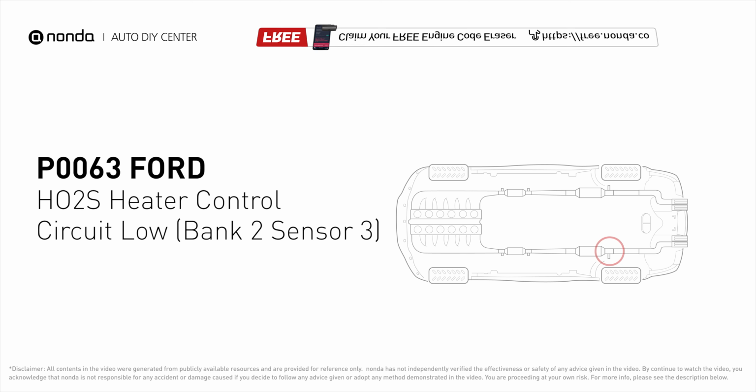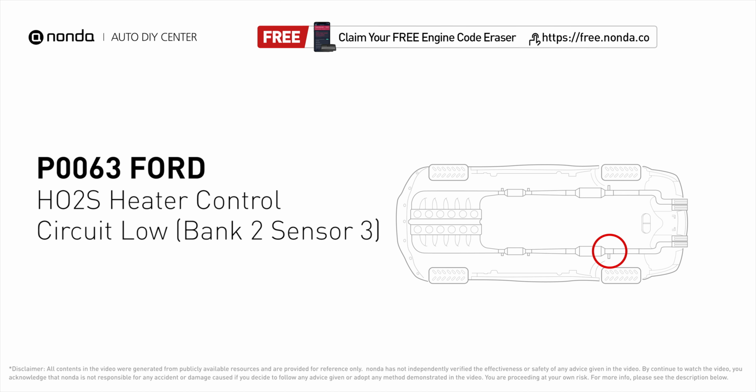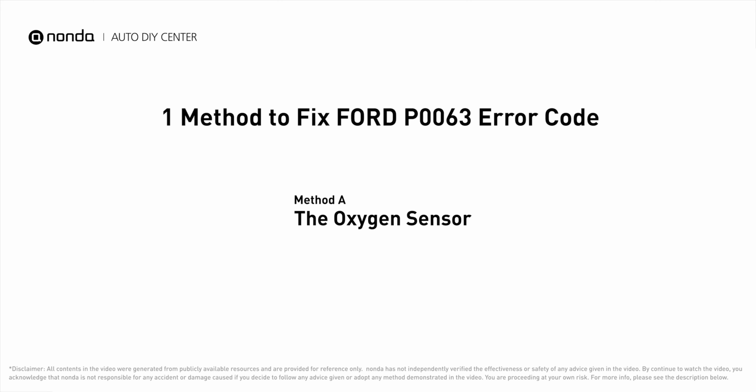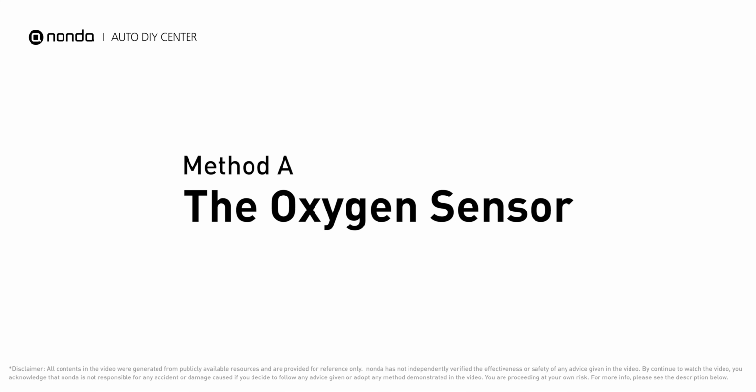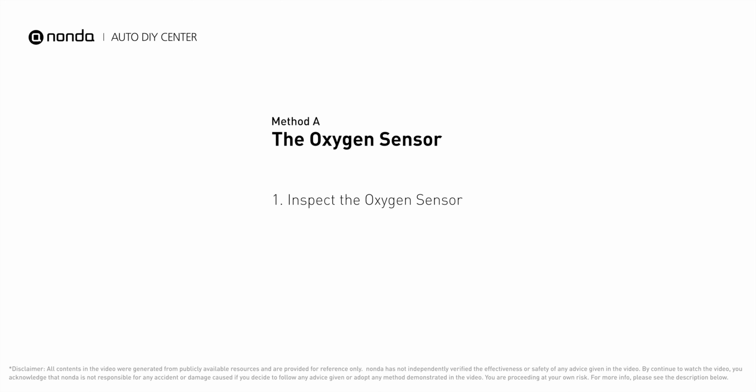This code may be triggered when your vehicle's control module detects a fault in the heater circuit and oxygen sensor bank 2 sensor 3. Here are one of the most practical solutions to fix Ford's P0063 error code. Method A, the oxygen sensor.